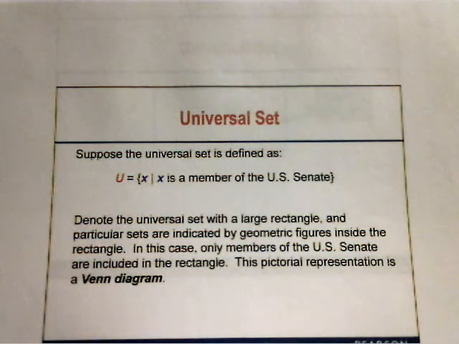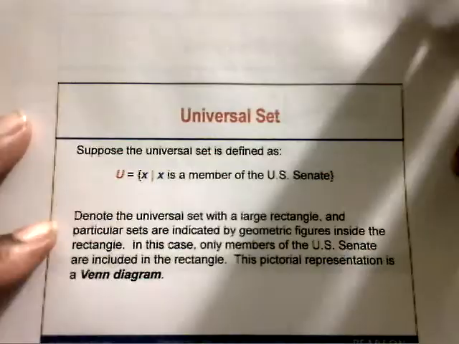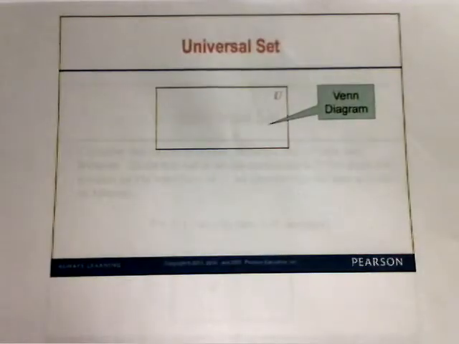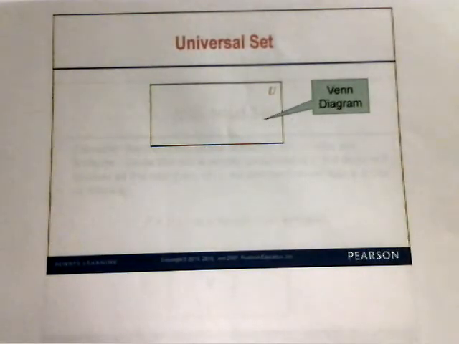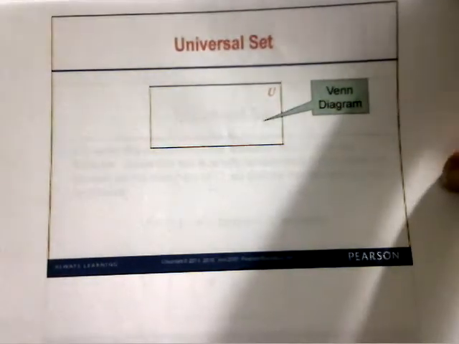Okay. Now we denote the universal set with a large rectangle, and particular sets are indicated by geometric figures inside the rectangle. In this case, only members of the U.S. Senate are included in the rectangle. Now this pictorial representation is what we call a Venn diagram. So here you're going to be using Venn diagrams to represent universal sets. Here's an illustration of a rectangle. In the upper right hand corner we use the letter U to represent the universal set, and that's your example of a Venn diagram.